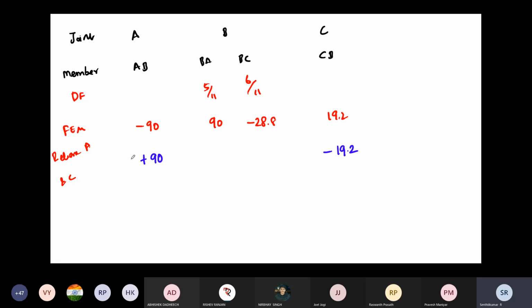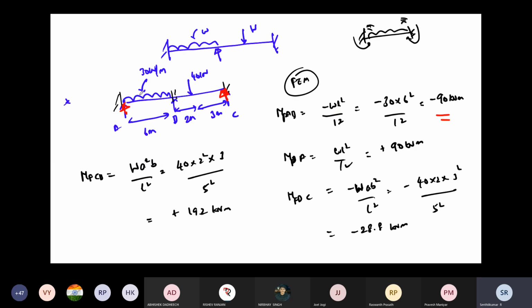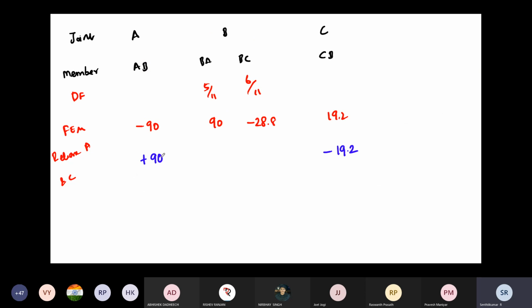Now I am introducing some moment at joint A. My B is a fixed support. So whatever moment I am introducing here, how much moment will it transfer to the far end? Because we know that the pin support should be 0, I have to release the joints A and C, so the moment should not be there. That is obvious. So I am just putting plus 90 and minus 19.2, so it will become 0.